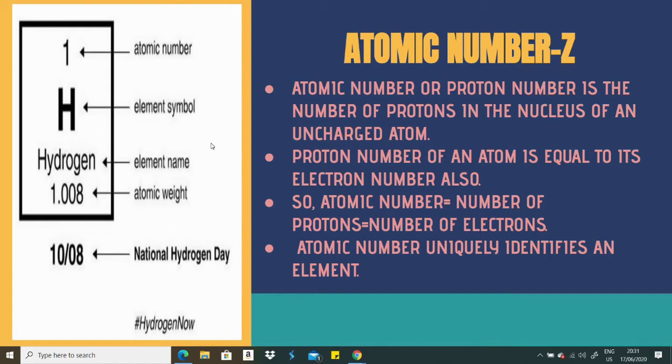For example, we are taking the element hydrogen, and H is the element symbol for hydrogen, and 1 is the atomic number. That means that hydrogen contains 1 proton and 1 electron, and the atomic weight is 1.008 for hydrogen. So this is atomic number, represented using the letter capital Z, and it is either the number of protons in an atom or the number of electrons in an atom, and it is fixed for a fixed atom.